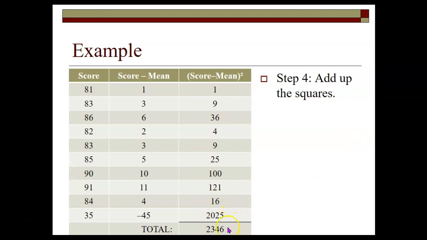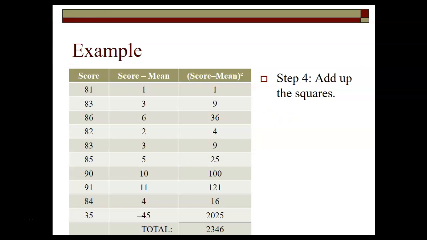By the way, notice the reason this number is as big as it is mostly because of this last row. If it wasn't for the 35 that gave us this 2025, this would not be nearly as big as it is. So when we get our final answer for the variance and the standard deviation, it's going to be as big as it is mainly because of this one score that's so much different from all the others. Most of these scores are fairly close to the mean, but this one is a lot further away. And so it's making the greatest contribution to the variance and the standard deviation.